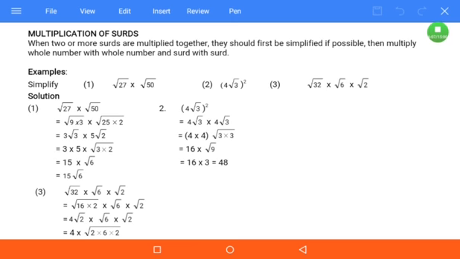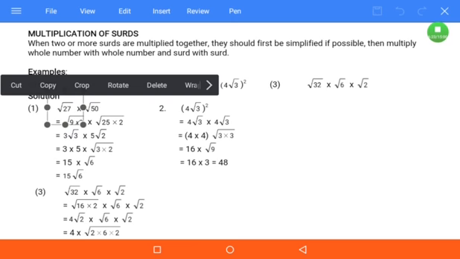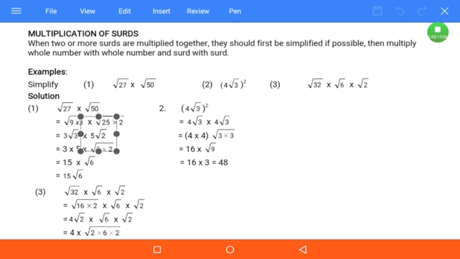So you have root 27 times root 50. You can simplify this. 27 is 9 times 3, 50 is 25 times 2. So you have 3 root 3 for root 27, and you have 5 root 2 because the square root of 25 is 5 and root 2 is left as root 2. Then you multiply whole number by whole number. The numbers outside the square roots are called whole numbers. So we have 3 times 5. Then you have what? 15.